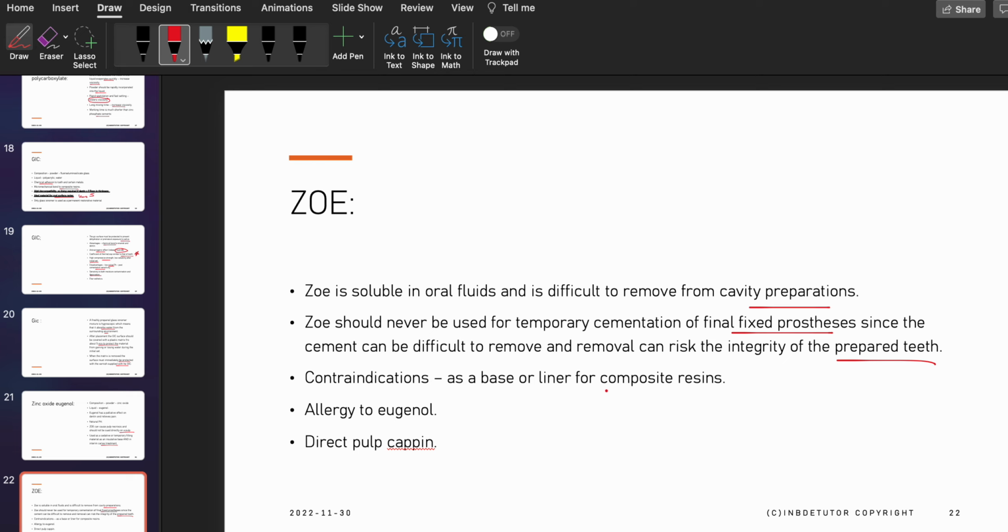Contraindication as a base or liner for composite resin. We already talked about it. Why? Because it inhibits polymerization. In case the patient has an allergy to eugenol, and lots of people do have an allergy to eugenol, it is contraindicated, and even during direct pulp capping, it is contraindicated. So these are a few contraindications of ZOE.